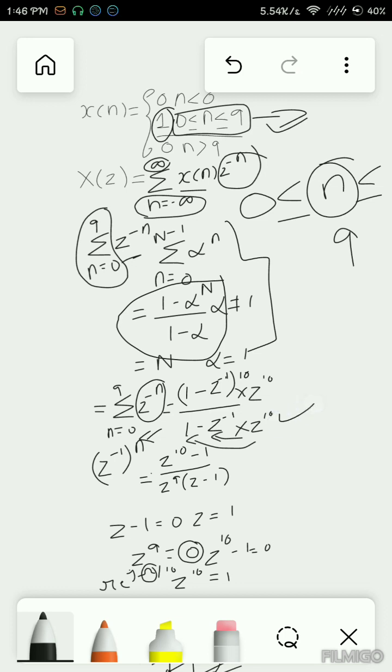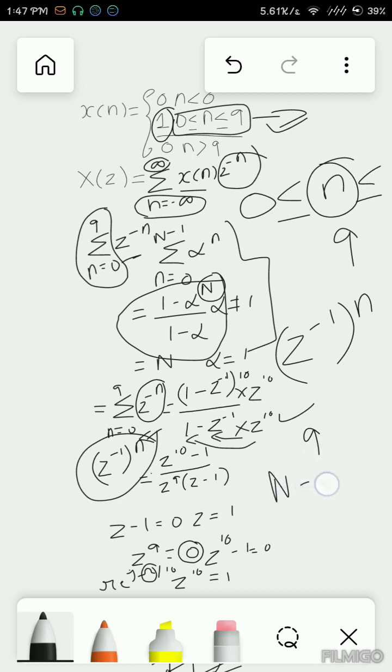So what did we do here? We took n as a power, that is, z to the power of minus 1 in whole to the power of n, right? So we took that and we are going to substitute with respect to this formula, 1 minus alpha to the power of N. So this capital N is what? 10 over here, because 9 is as per N minus 1, it is 10 minus 1, right? So that is why we took it as 10.